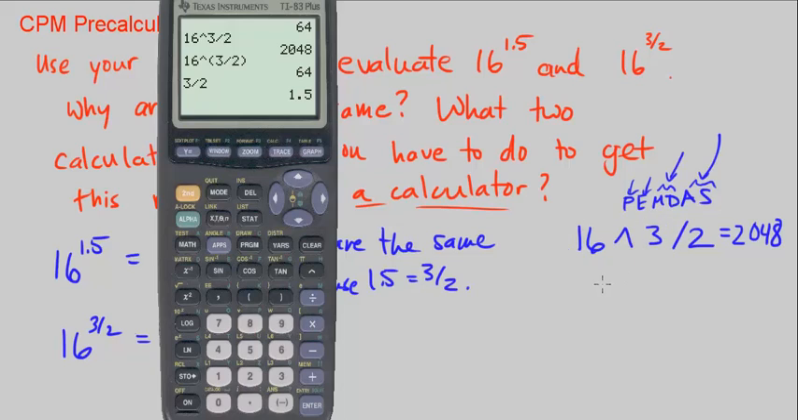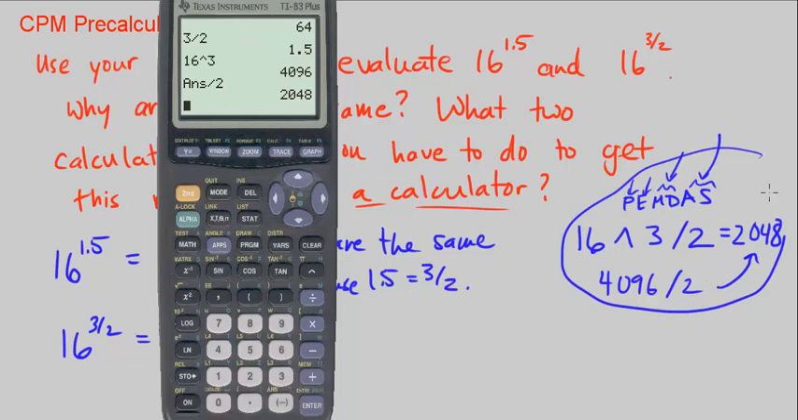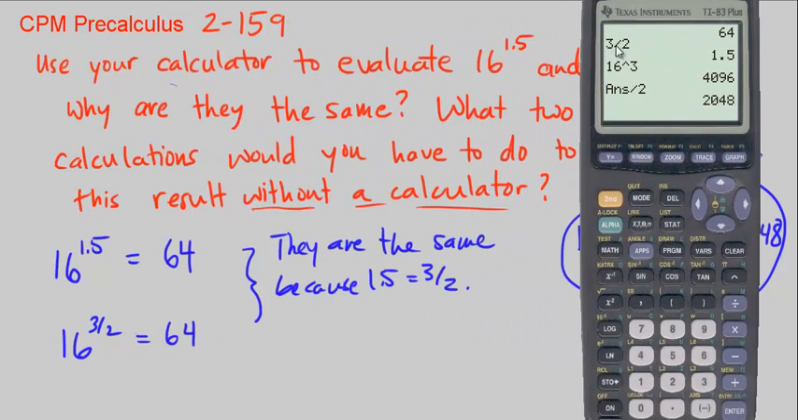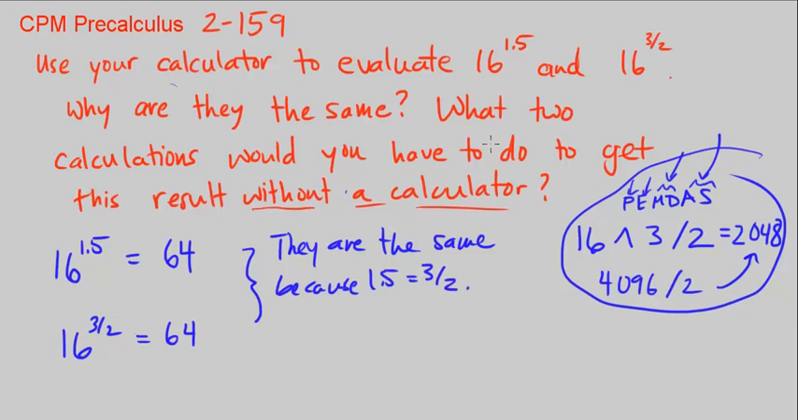So the calculator will automatically do 16 to the power of 3 first, and that is 4096, divided by 2, and then it's going to divide that by 2, giving us 2048. So it's very important to always put a fraction in parentheses when it's in the power. Okay, so that's just a side note. It's not what the question's asking. It asked what two calculations would you have to do to get the result without a calculator.